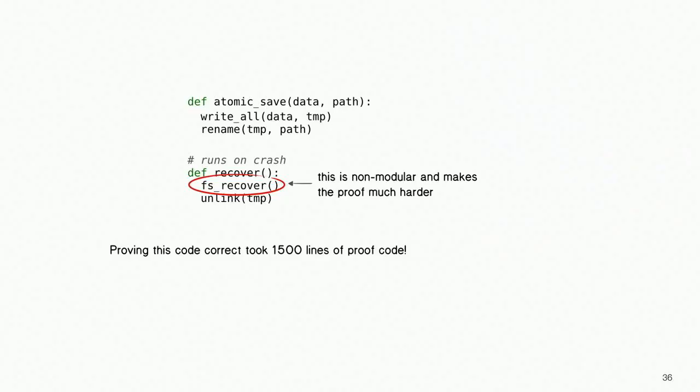It turns out that this code took a 1,500-line proof because of this little FS recover that's hiding in the application recovery procedure. As I said, Crash Hoare Logic has no way to move from a proof about one recovery procedure. In this case, the whole system is proven with FS recover as the global recovery procedure. Now we need to move to a proof that has this recovery procedure with one extra line of code.